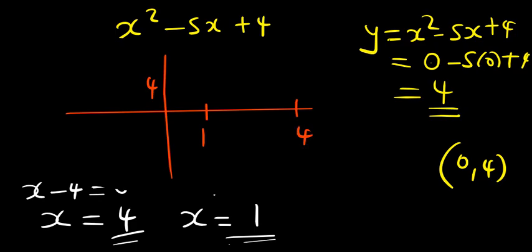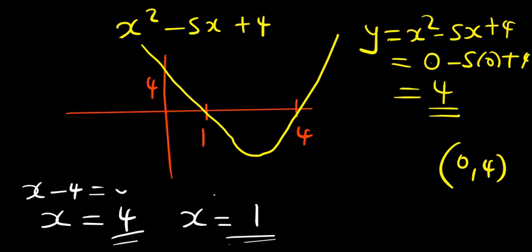Therefore, this graph is also going to have a certain turning point. So in this case, let's say this graph comes, passes through 4, passes through 1. It's going to turn from somewhere and pass through 4. So basically, that is how our graph is going to look like.